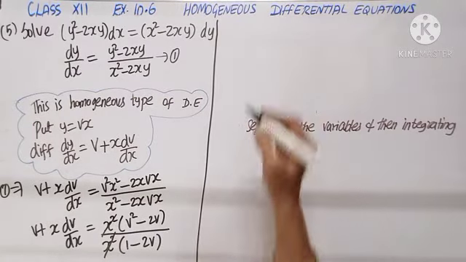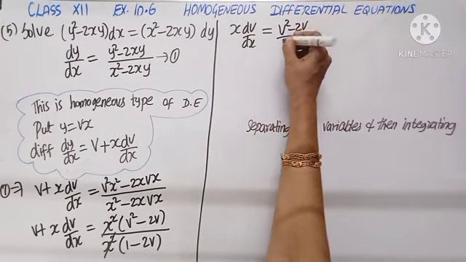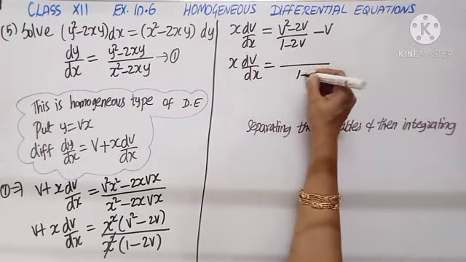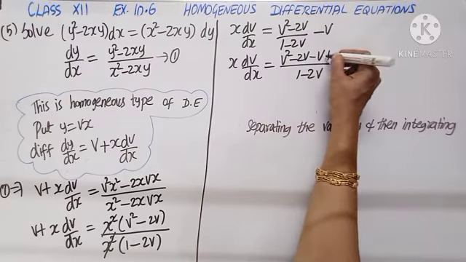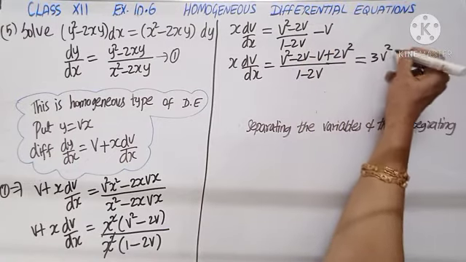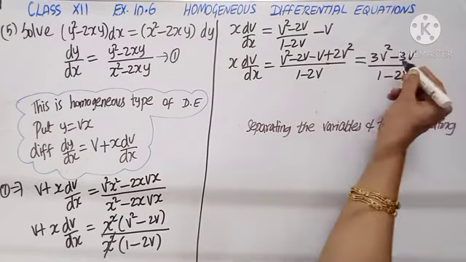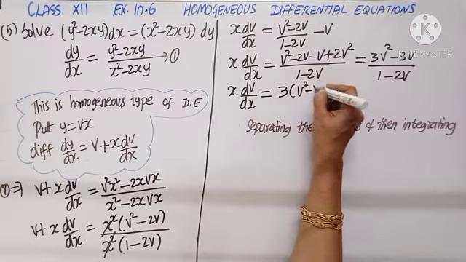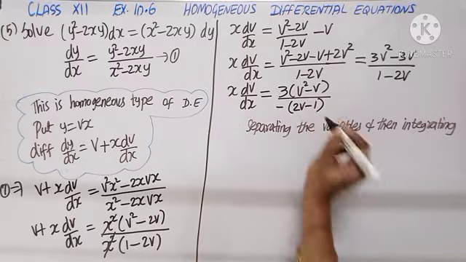As we bring v to the other side, x dv by dx equals v square minus 2v by 1 minus 2v minus v. Taking LCM in the RHS, it is 1 minus 2v. V square minus 2v, 1 into minus v, minus into minus 2v into v. I reduce this as 3v square minus 3v by 1 minus 2v. Taking 3 out as common, we get x dv by dx equals 3 into v square minus v by, taking minus symbol out, it is 2v minus 1.